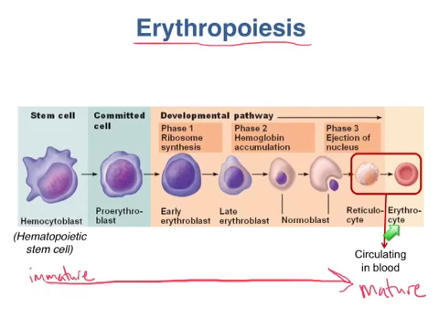Now, a reticulocyte has about 80% of the hemoglobin found in mature red blood cells. So it's on its way, but it's not quite there. And you do find some reticulocytes kicked out into the blood, but typically less than 1% of the red blood cells in a healthy individual are reticulocytes. So almost all of the red blood cells in your blood are these mature erythrocytes.